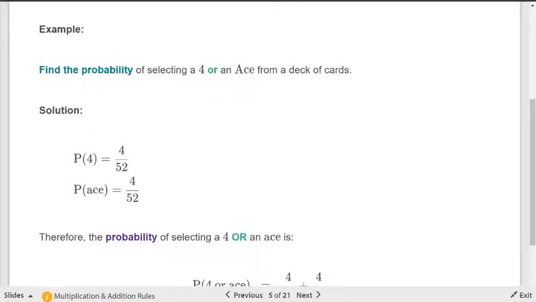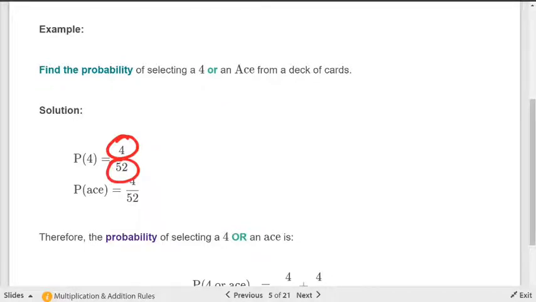Okay, a 4 or an ace. Do you know how many cards are in a deck? There are 52 cards, right? And there are four of each number, right? So if you look at it, there are 4 fours out of a deck of 52 cards.